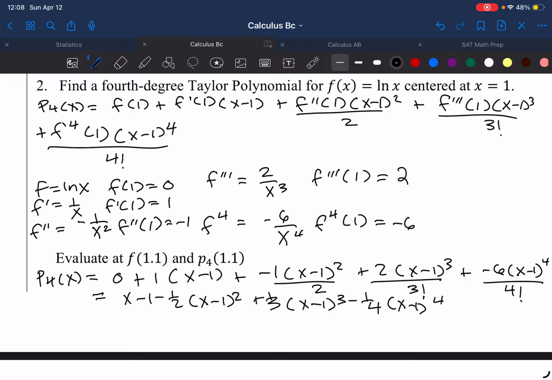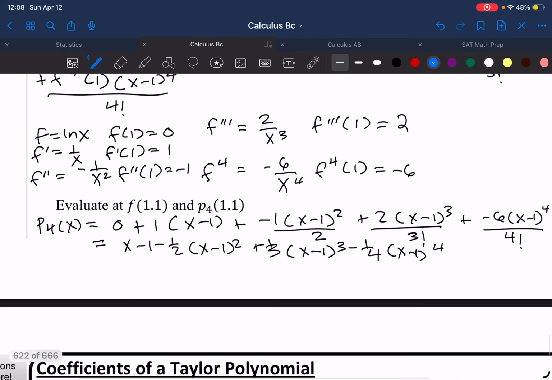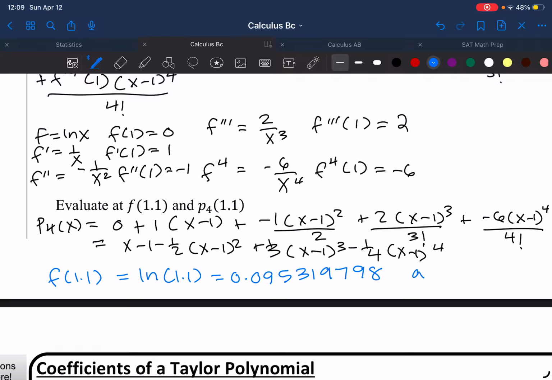In this next part, it says evaluate f of 1.1 and p sub 4 of 1.1. I'm just going to change the color not to get them confused. So f of 1.1 would be us plugging 1.1 into the original function, which is natural log of x. So this is natural log of 1.1, and that gives us 0.095319798. I'm showing you lots of decimal places because I want to see how close our estimate got. So this was our actual.